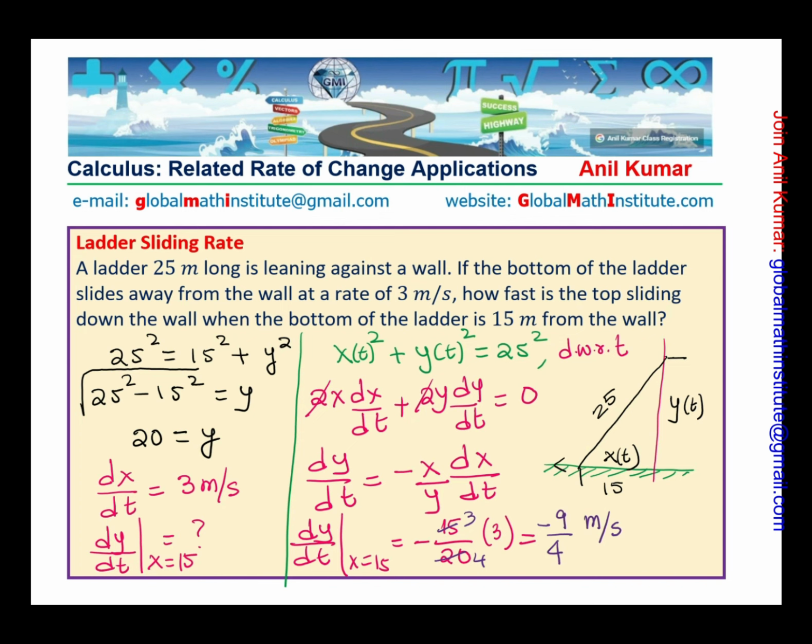Is that clear to you? Perfect. So the steps involved are: write down the initial given conditions, then write an equation, differentiate with respect to time, substitute the values and get the answer. So I hope that is absolutely clear.